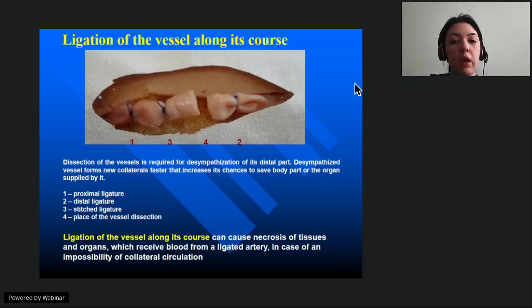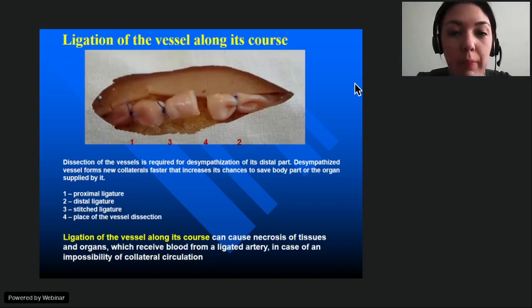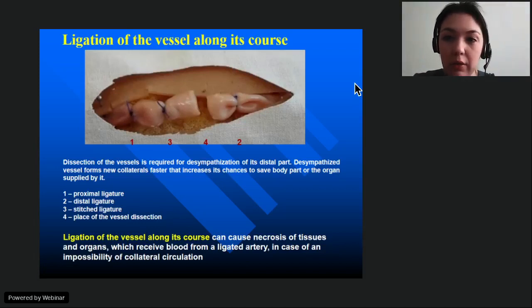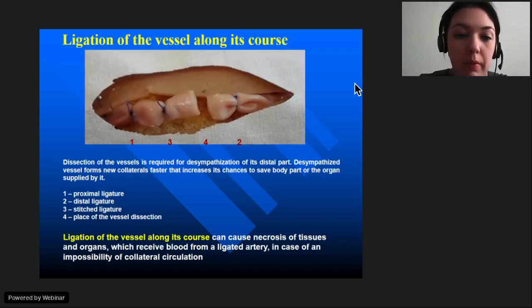Dissection of the vessel is required for desympathization of its distal part. A desympathized vessel forms new collaterals faster, which increases its chances to save the body part or organ supplied by it. So that's why we do not only ligate but dissect, to deprive the distal part of the vessel of sympathetic fibers. It will increase the speed of formation of collaterals.